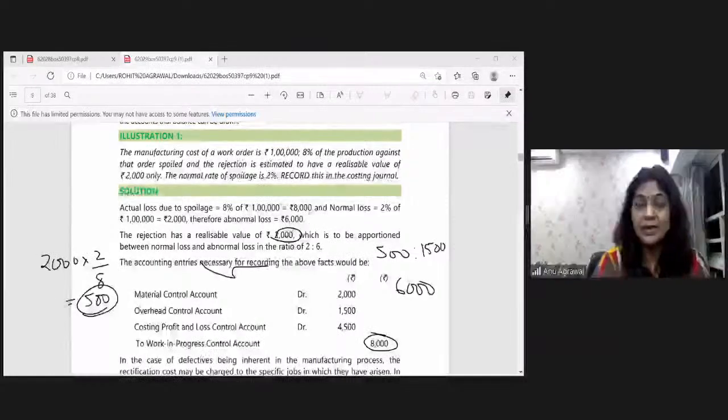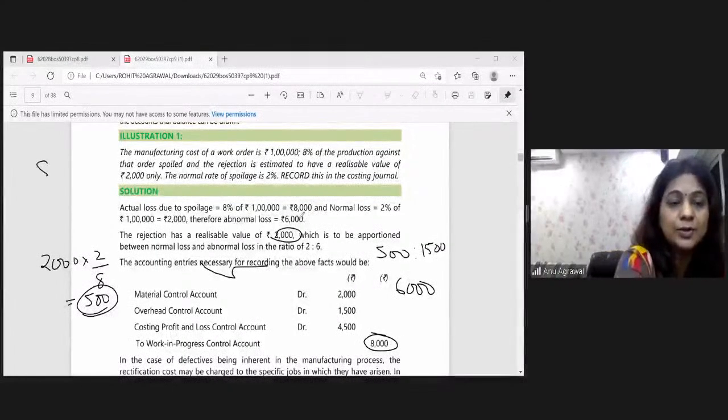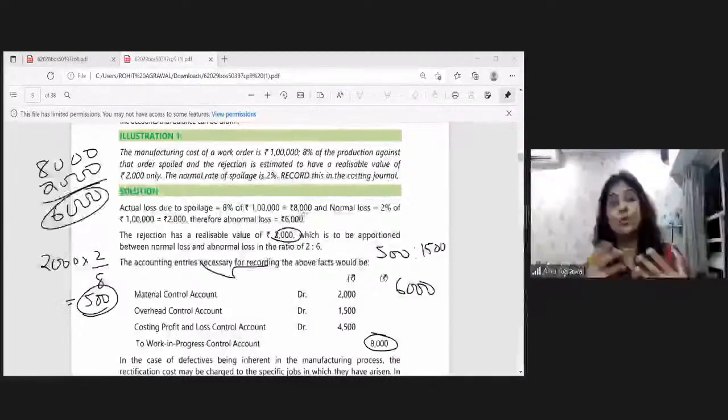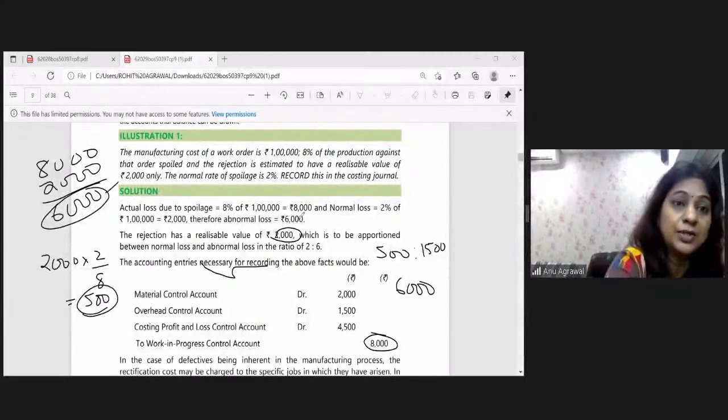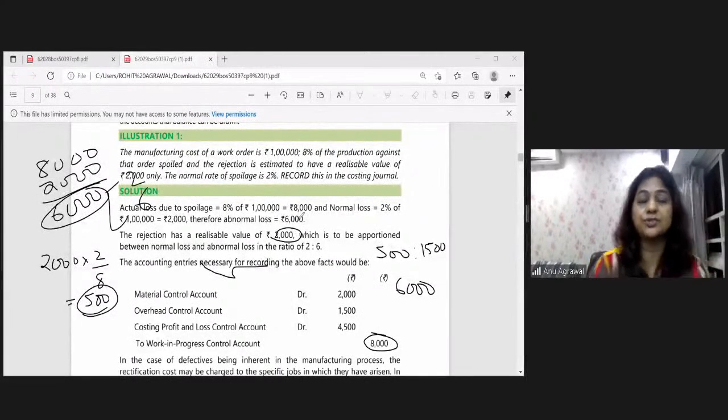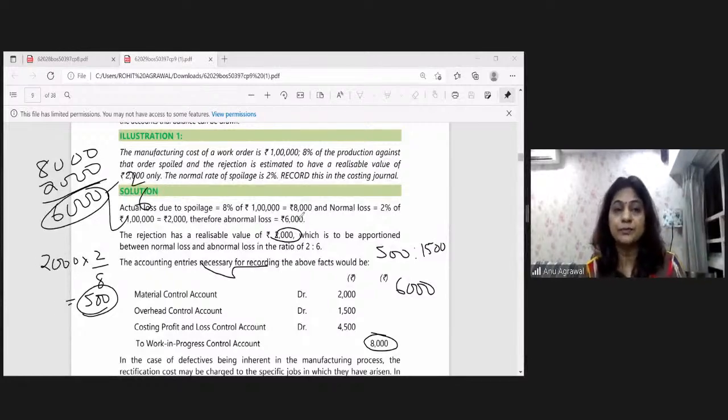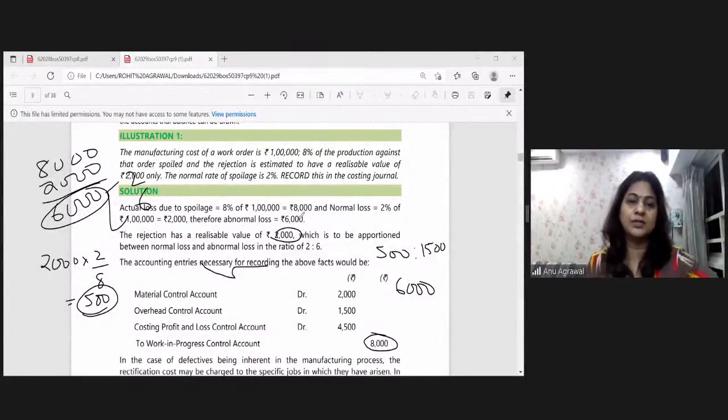Or should I divide that, okay, out of 8,000 of spoilage, 2,000 I could recover. So this 6,000 which is not recovered, should I put this whole into costing P&L account? No, this 6,000 also I should divide it in 2:6 ratio. What do you say? Yes or no? Because this 2 is acceptable to me. 6 is not acceptable to me. This should go into costing P&L account.